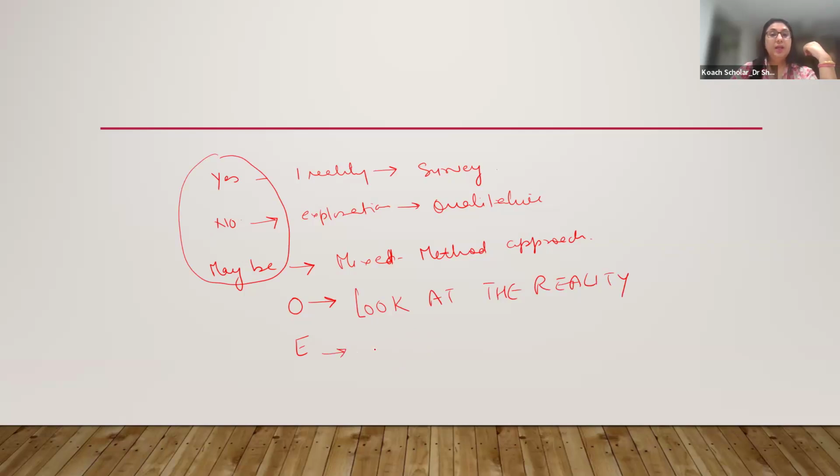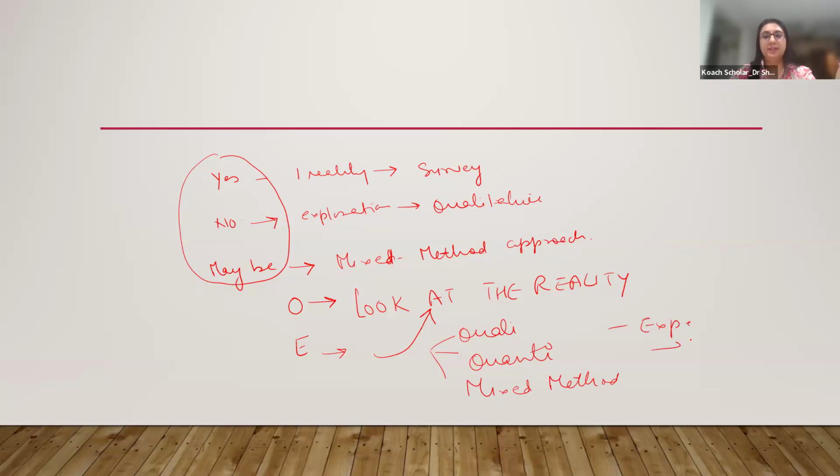Epistemology says how you are going to check this reality. You are saying that adoption has not happened. How are you going to prove it? Are you going to prove it through qualitative research? Are you going to prove it through quantitative research? Or are you going to prove it through a mixed method approach? Or it could be an experimental approach, or through conceptual, or whatever.